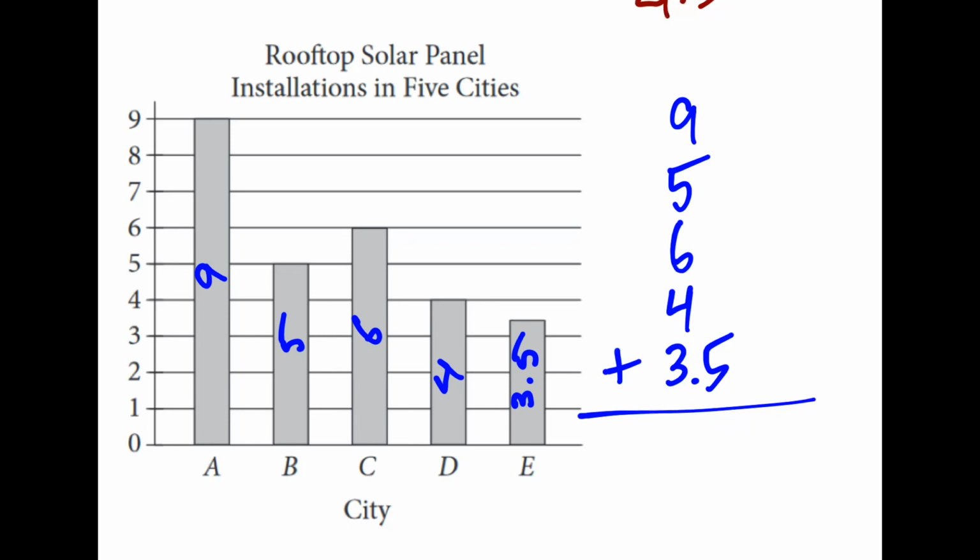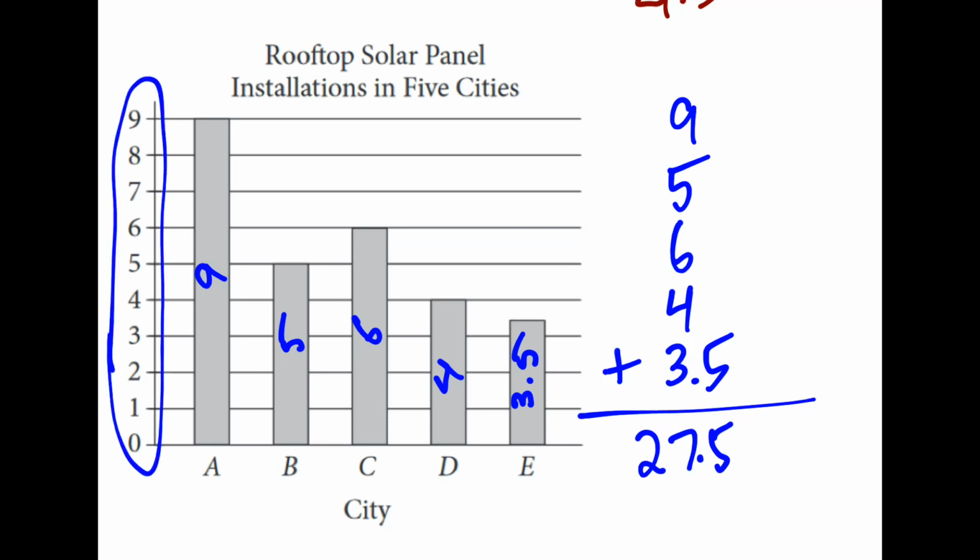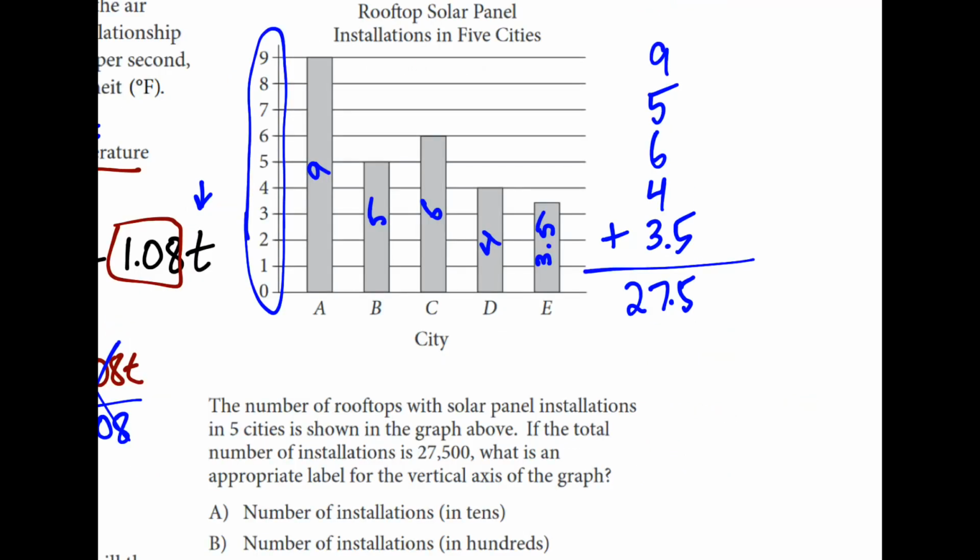So if I was to add all of these numbers together, I actually get 27.5. Now that seems kind of weird to track installations across 5 cities for only 27.5 solar panel installations. That's probably because on this y-axis there's a scale. We could be counting in the tens, the hundreds, the millions, well, probably not millions. Down here in the question they tell you that the total number of installations is 27,500.